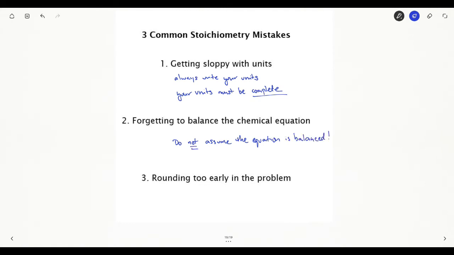The last mistake that I commonly see is students start rounding too early in their problem. So I love seeing students being aware of their sig figs. That is great. But you need to do sig figs at the very end of your problem so you don't introduce rounding error.